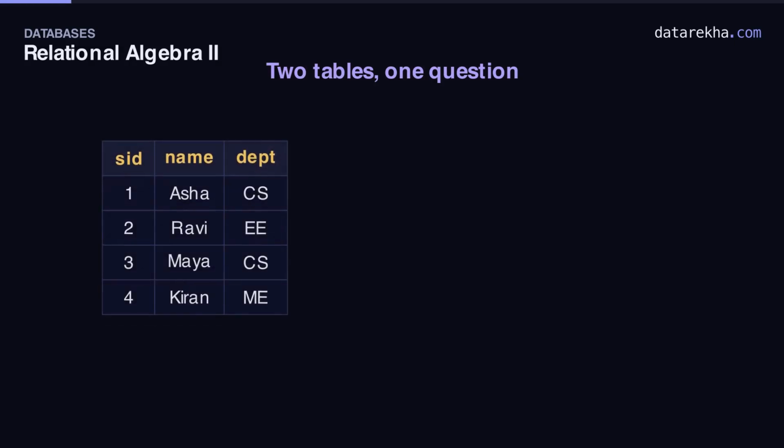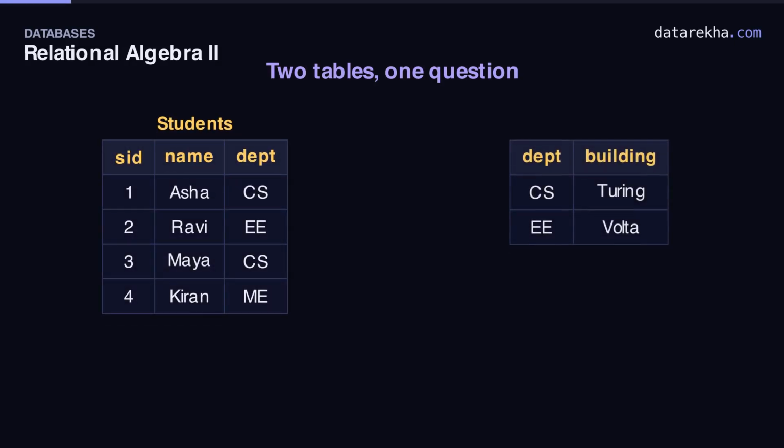Here are two tables. On the left, students and the department each one belongs to. On the right, each department and the building it sits in. Now ask a simple question. Which building is Asha in? Neither table can answer it alone.